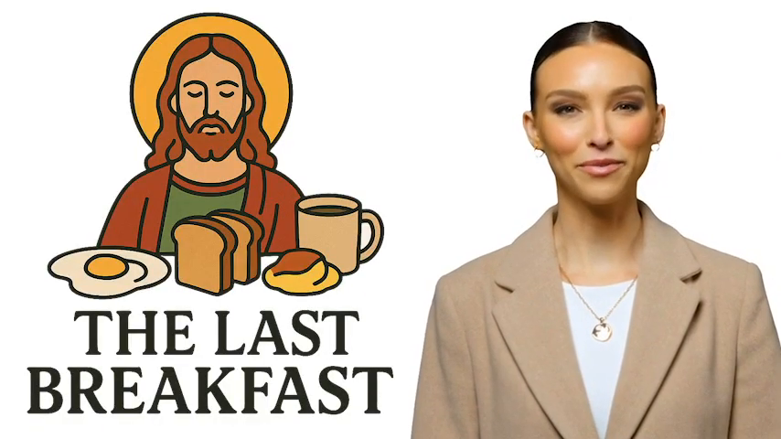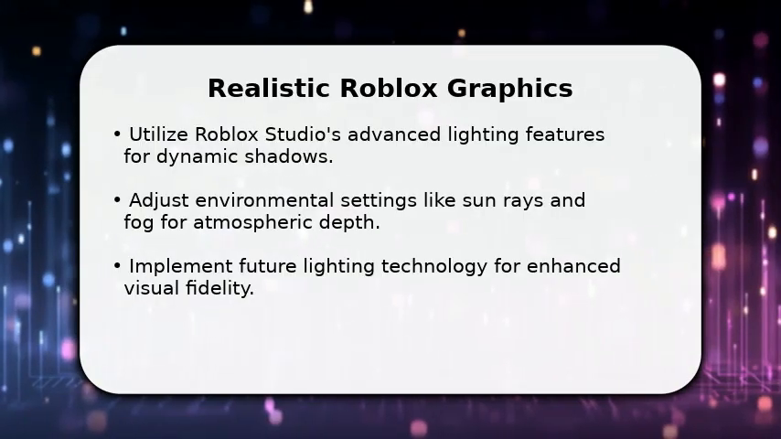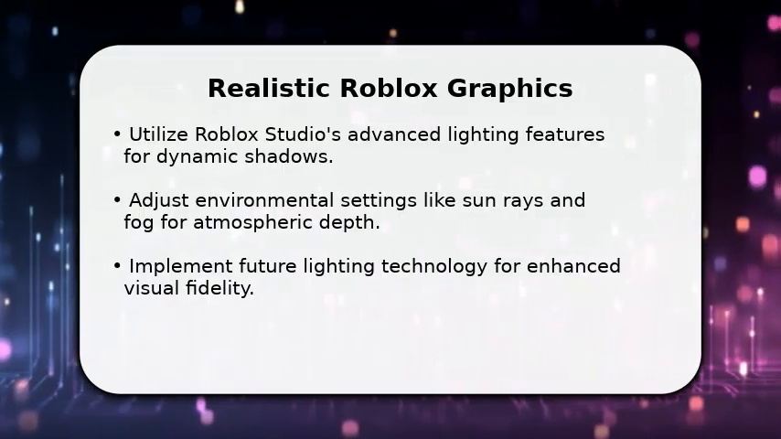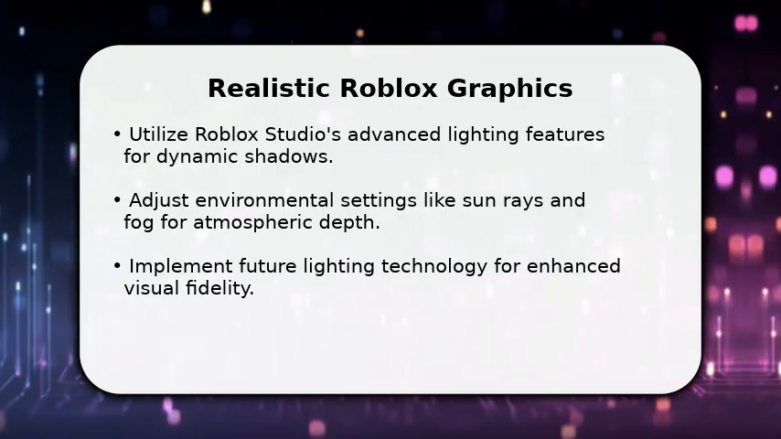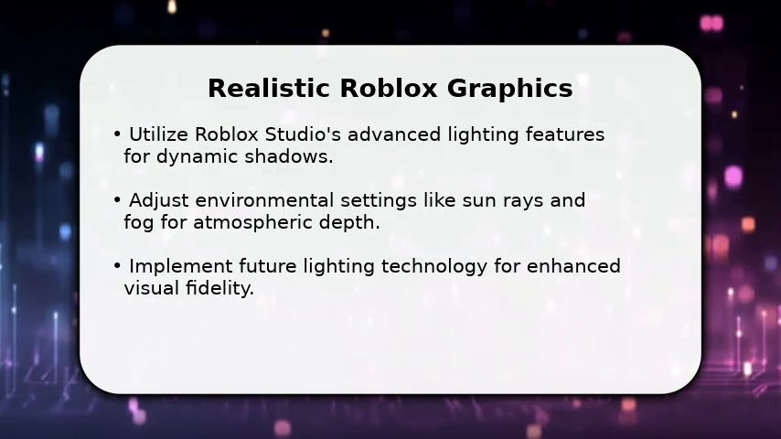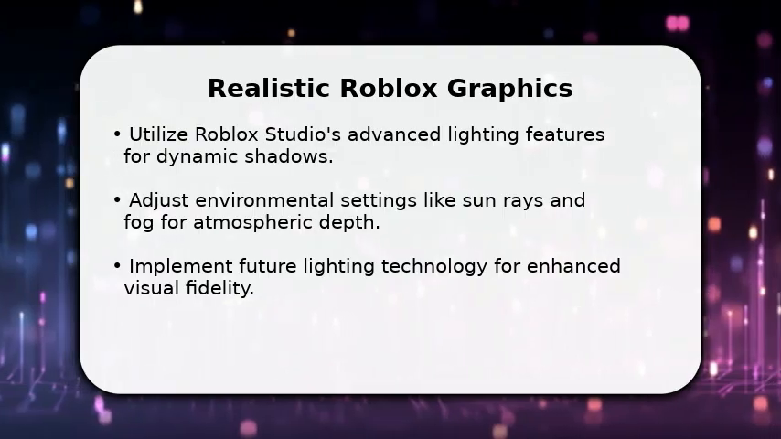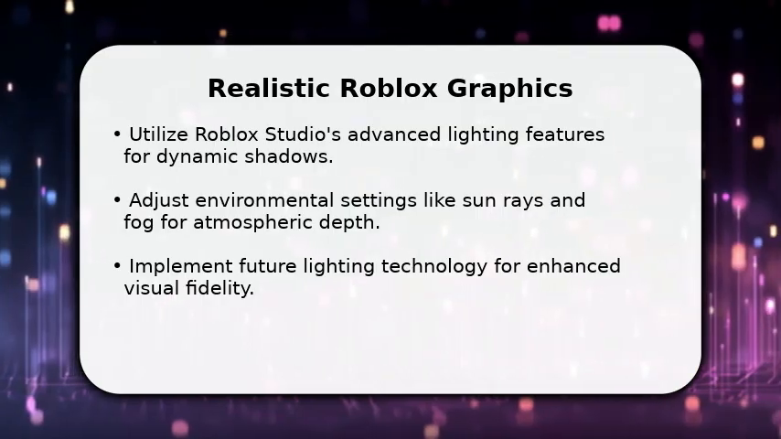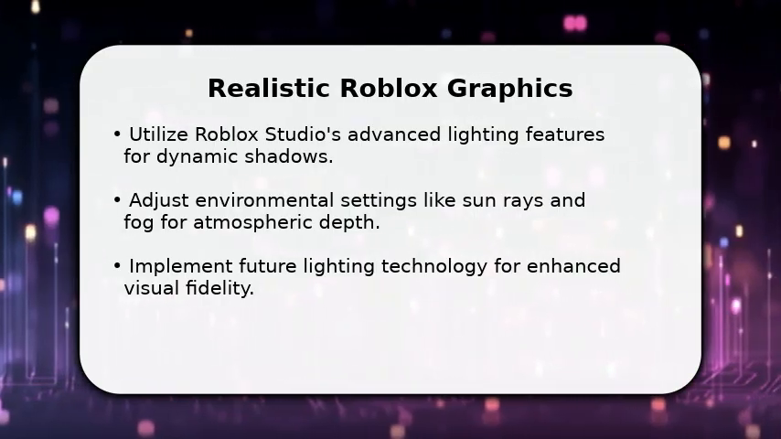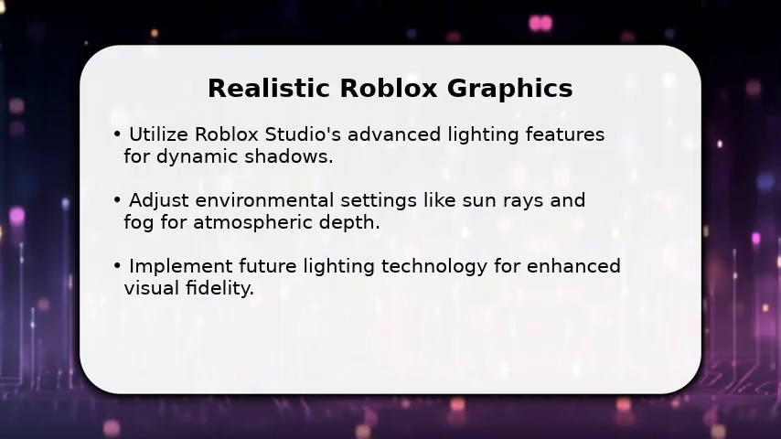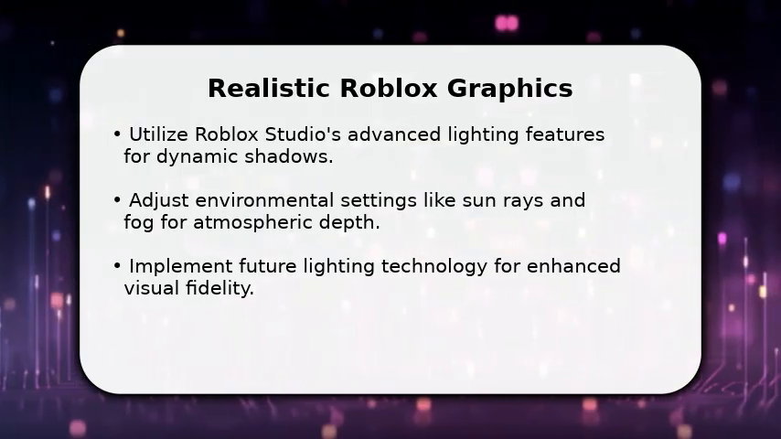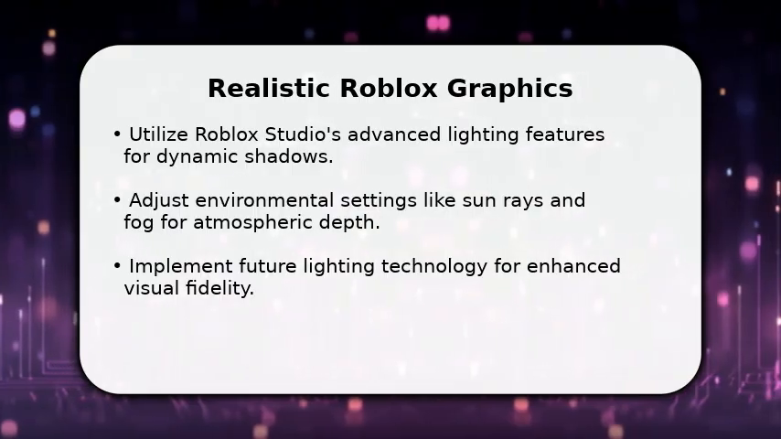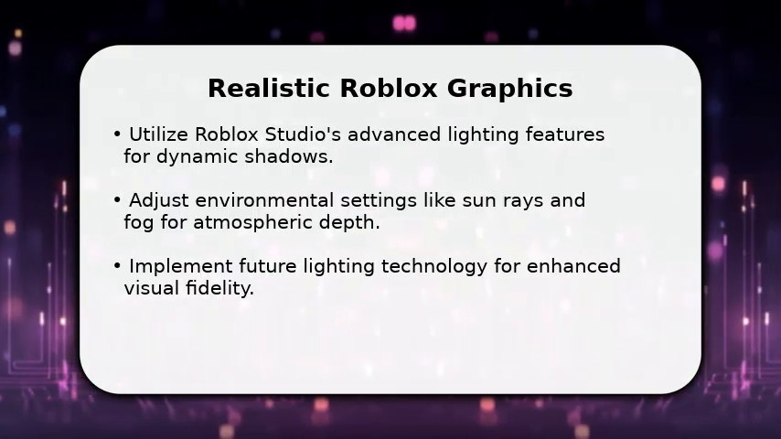Please enjoy the video. In this video, I will explain how to make Roblox look realistic. First, let's dive into lighting. Roblox Studio offers powerful lighting tools. You can enable dynamic shadows and adjust properties like brightness and contrast. Experiment with environmental settings, such as sun rays and fog, to add depth. Crucially, activate the future lighting technology for significantly improved visual realism, making your scenes much more immersive and lifelike.